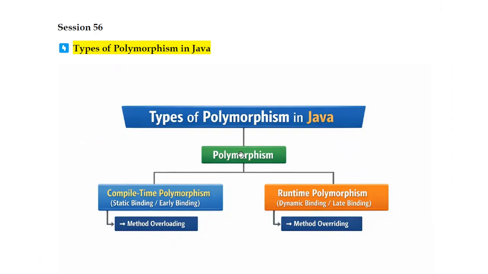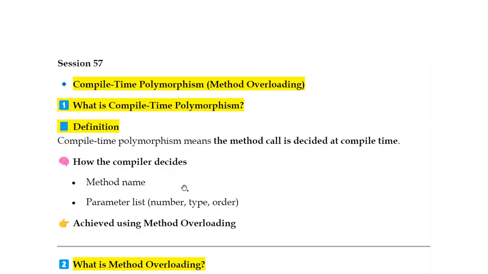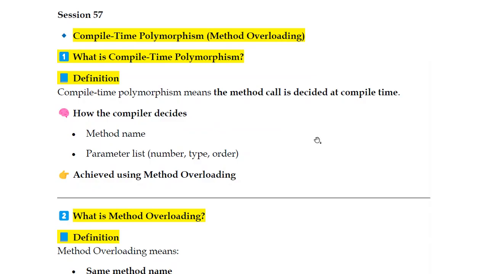In the previous session, we discussed the classification types alone. In this session, we'll discuss compile time polymorphism. So, I'll tell you, compile time polymorphism is achieved by using the method overloading concept.